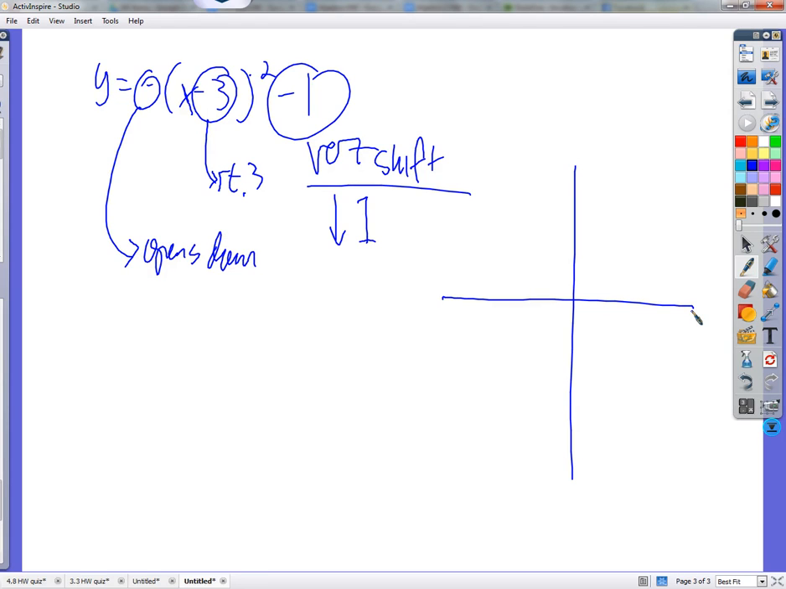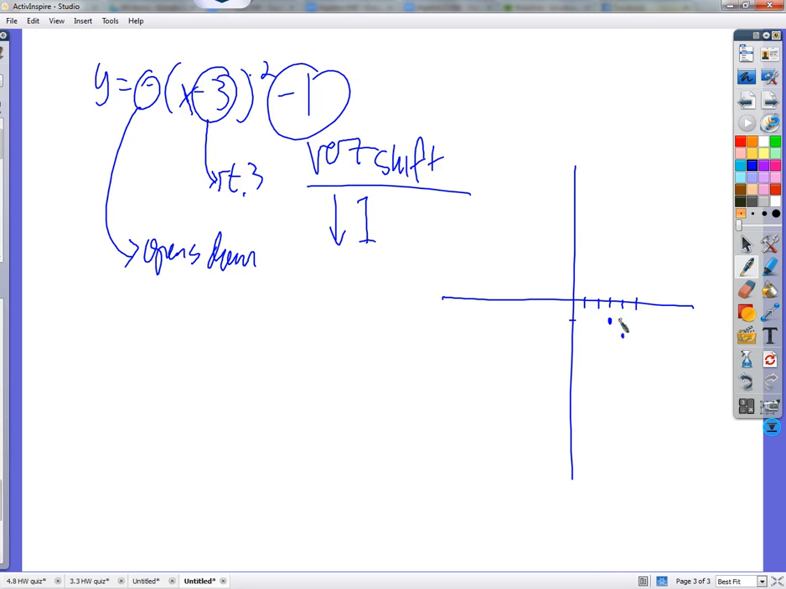We got our vertex is going to be at, go to the right 3 and down 1. It's going to now open down, and it's not steeper or less steep than normal, right? Normally your parabola will go 1 goes in and 1 comes out. 1 squared is 1, 2 squared is 4, 3 squared is 9, 4 squared is 16, right? It does exactly that if we're moving in reference to the vertex. But the only difference is goes downward, so it should go over 1 and down 1.